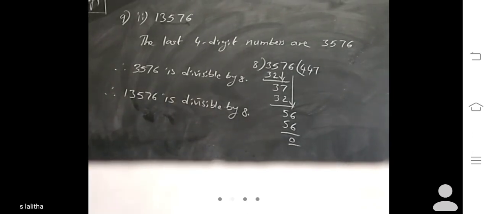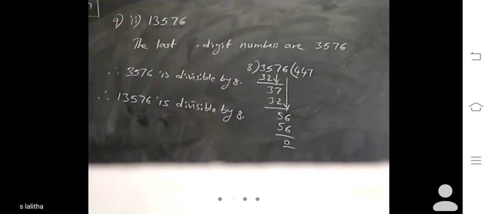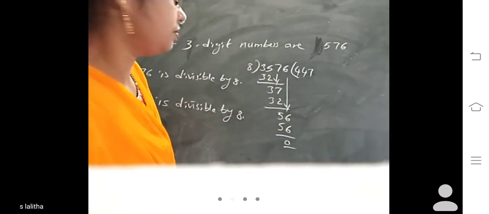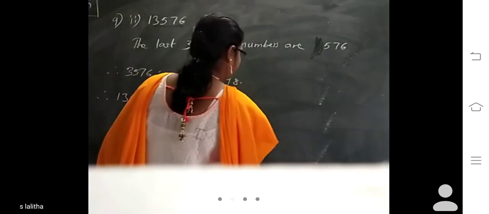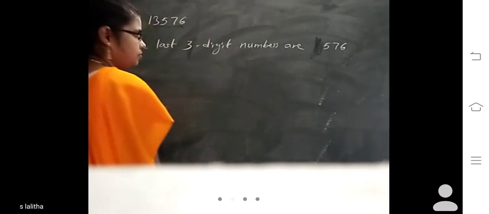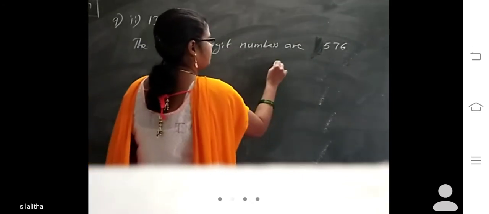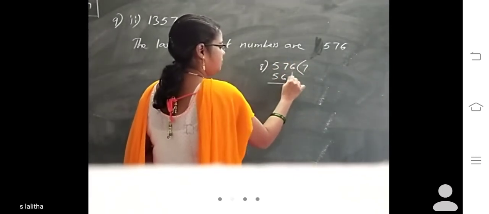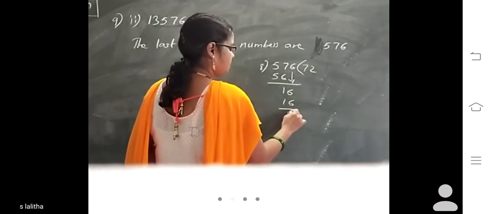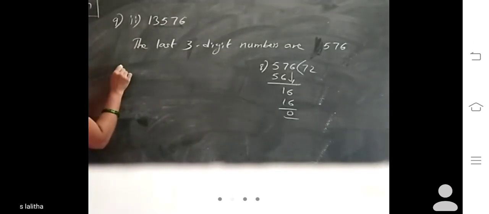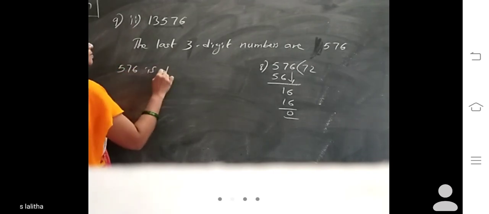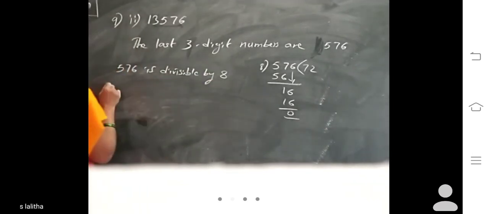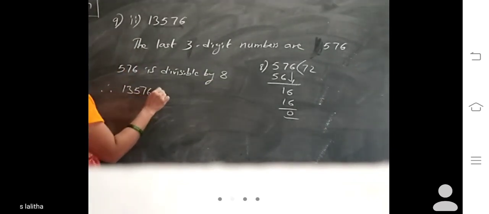The last 3-digit number is 576. Eight sevens are 56. Bring down 6. 8 twos are 16. So 576 is divisible by 8. Therefore 13,576 is divisible by 8.